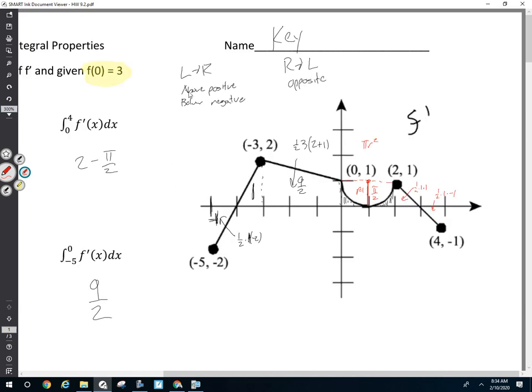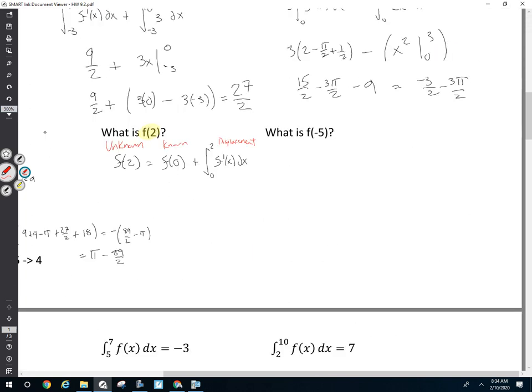So I got 3 plus 0 to 3 is 2.5 minus pi over 2. Oh no, this is not 0 to 3. This is 0 to 2. So this is 2 minus pi over 2. It's 2 minus pi over 2. So f of 2 is 5 minus pi over 2.